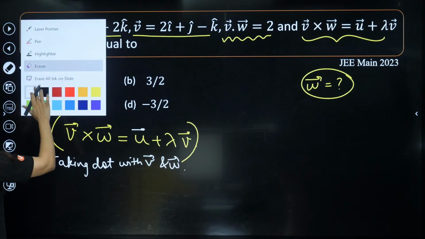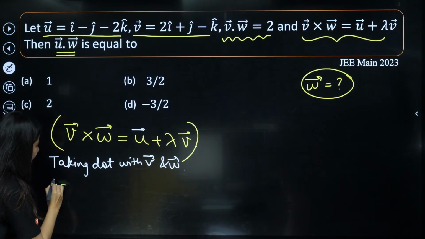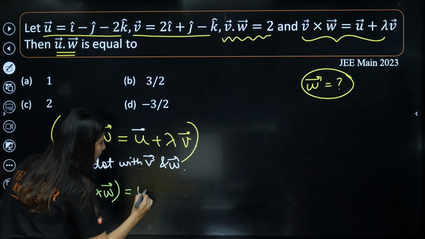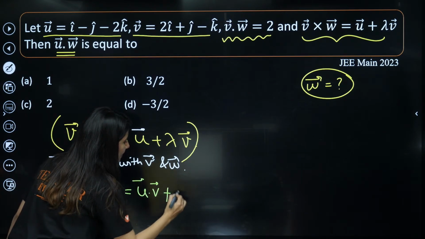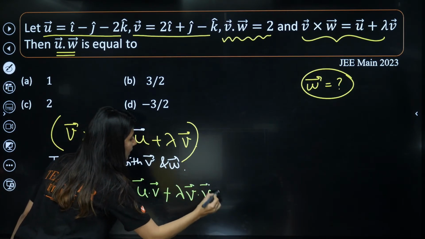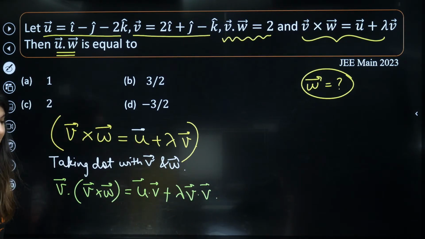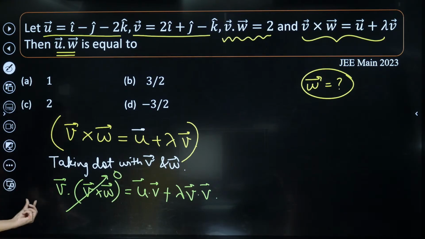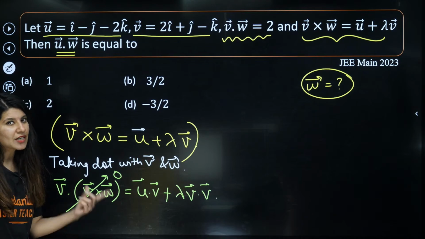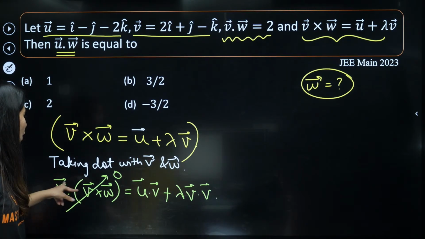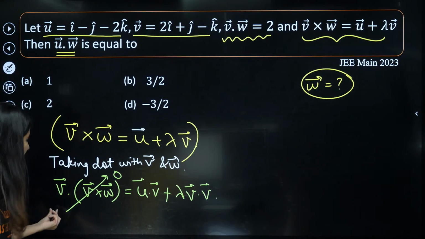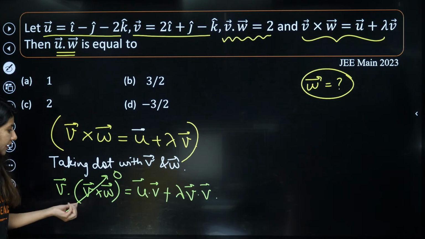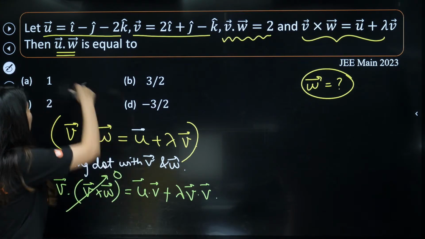First take dot with v vector. The moment I take dot with v vector, I will get v dot v cross w equals u dot v plus lambda times v dot v. Are you getting my point? I can clearly see that v dot v cross w is 0. Why? Because these two vectors are perpendicular to each other. Now don't tell me you don't know this. v dot v cross w is 0 because v vector is perpendicular to v cross w. That's the basic definition of cross product. So this is 0, and u dot v you can calculate.